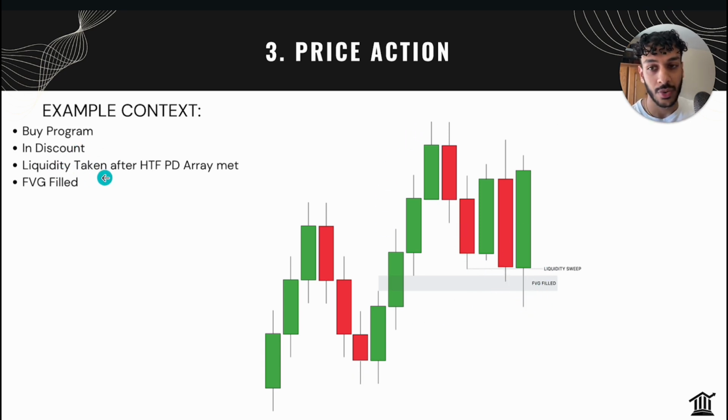Okay, liquidity was taken. So this swing low after a higher time frame PDRA was met, which is the FEG, and the FEG was actually filled. Okay, so if you understand and you look at this, what's actually happened here? We're in a sell program. We filled an FEG under liquidity, and this candle here has actually filled the FEG and expanded higher, closing above this down candle. So now what I'd be thinking is, where is the next candle likely to expand to?